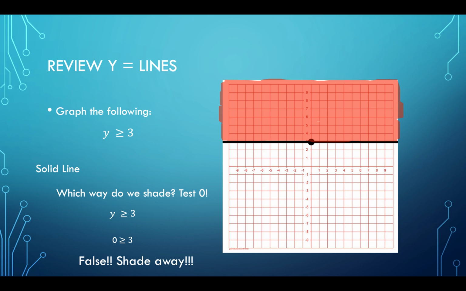We shade going up to the top, because any number up here is greater than or equal to our positive 3. Any number below here is essentially less than or equal to negative 3. And our problem is telling us y is greater than or equal to 3. So that's why we're shading above.